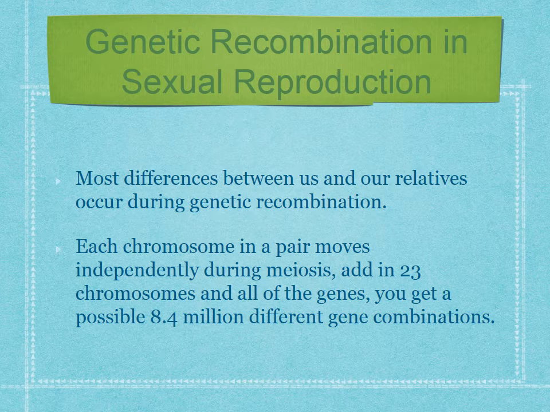So the second is genetic recombination and sexual reproduction, and this is where most differences between us and our relatives actually occur during genetic recombination. So this goes back to the idea of meiosis and that idea of crossing over. So if you don't remember that, make sure you look back at your notes. But each chromosome in a pair moves independently during meiosis. And when you add in 23 chromosomes and you have all of your genes, you get a possible 8.4 million different gene combinations with just your specific allele frequencies in your family. Now that's going to be a lot larger number when you start including everyone around the world.